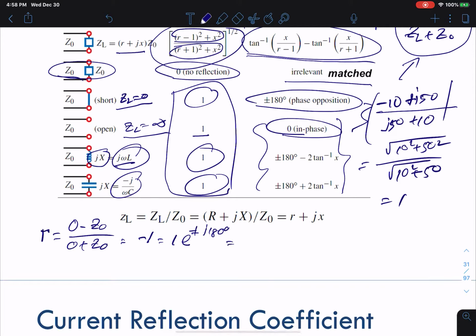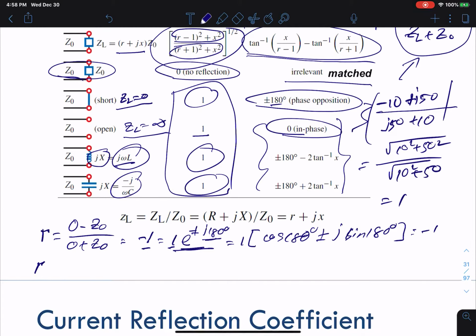Let me explain what that is. The 1 is basically saying cosine 180 degrees, plus or minus j sine 180 degrees. If you do that, it comes back to negative 1. So this is saying that you have a magnitude of 1 and your angle could be either positive or negative 180 degrees.